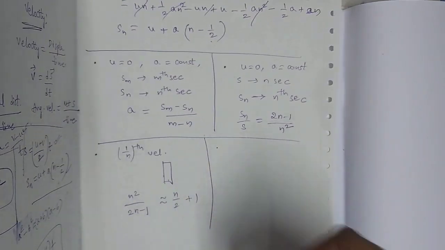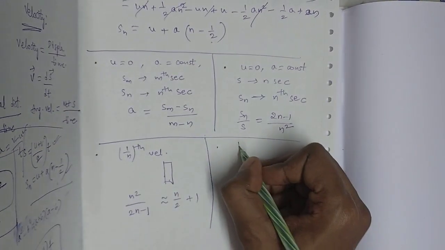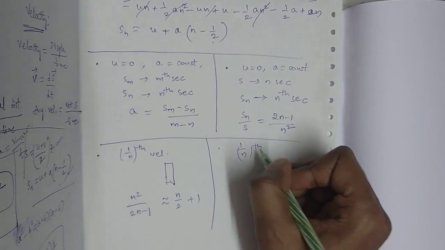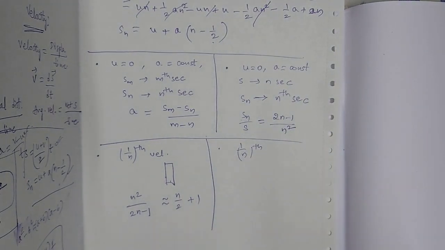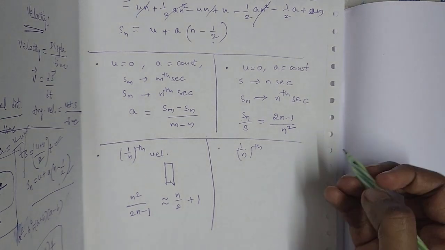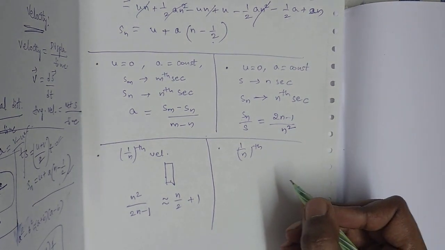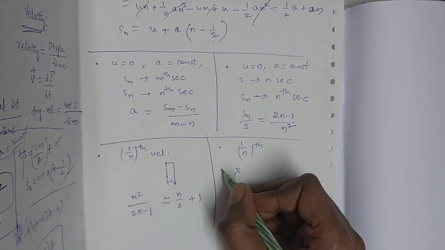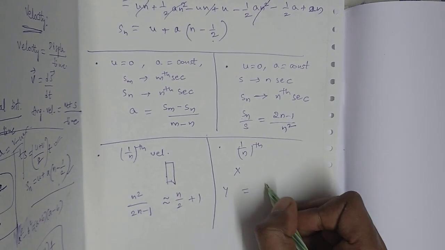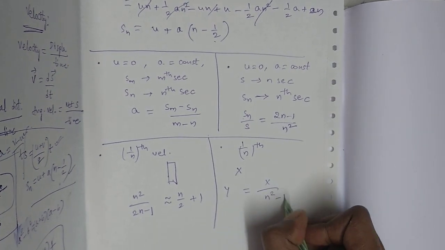In another case, if the velocity of the body becomes 1/nth of the initial one after a displacement of x, then the further displacement y such that the velocity of the body becomes 0 is y equals x by n square minus 1.